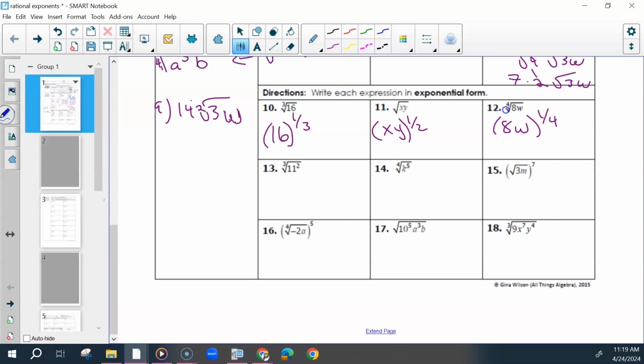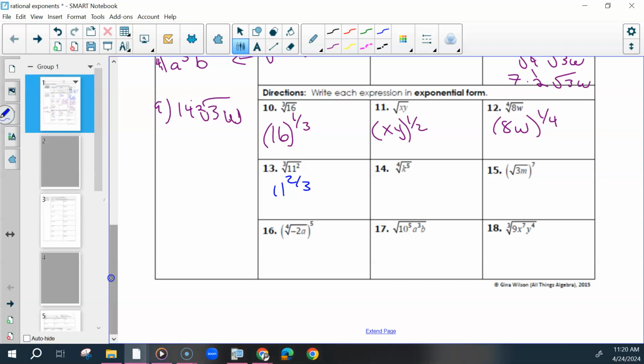Okay. I'm trying to think of another one. Rewrite this in exponential form? Yeah. 14 would be similar. 15. How would you write that?